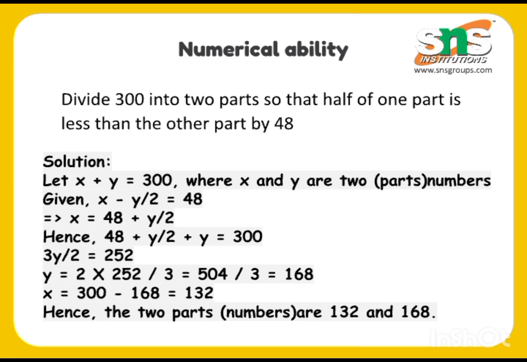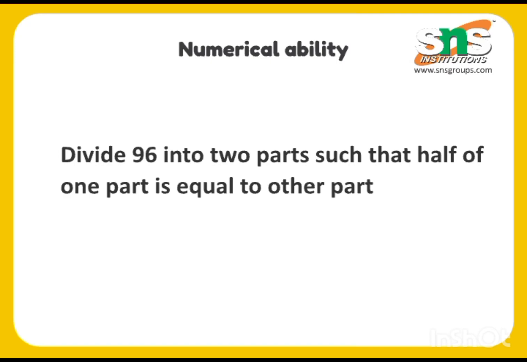Now let us find the value of x. So x plus y is equal to 300. When we have the y value, 300 minus 168 will be equal to 132. Now we've got two parts: the x part will be 132 and y will be 168. When you add these two, you will get 300. So whenever you have a question like this, first form a statement, then solve the problem. Okay, we'll move on to the next problem.